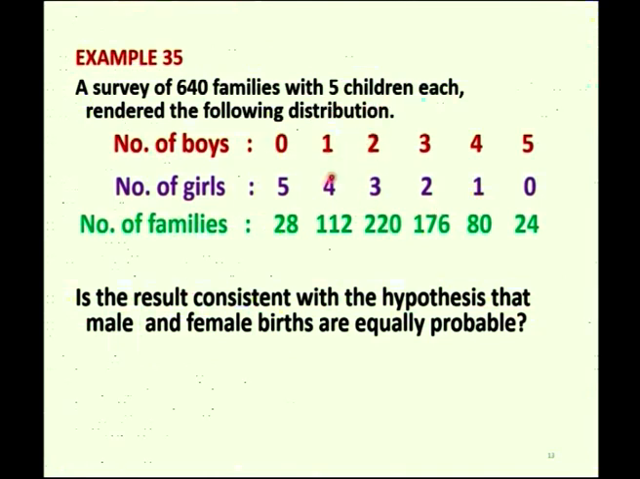Accordingly, when the 5 are girls there are no boys, and when 4 are girls then 1 will be a boy. Like that, these are the number of families. So, the total number of families is 640. The question is: is the result consistent with the hypothesis that male and female births are equally probable? Equally probable in the sense that the probability of success and probability of failure are 50-50 percent. This could happen in the binomial distribution.